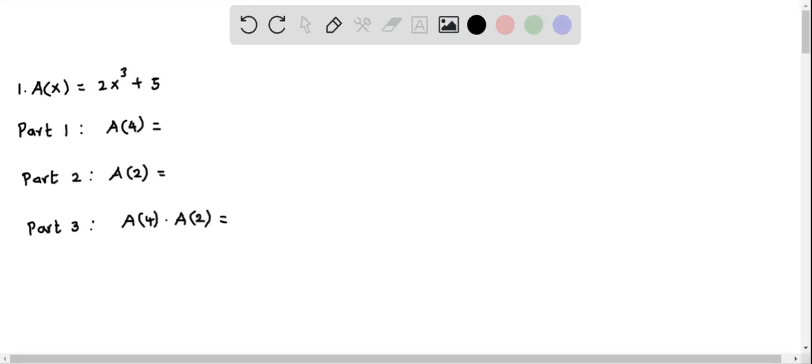Let's answer part 1 of exercise 1. Here we have to determine a of 4. So a of 4 is basically replacing the value of x as 4 into the function a of x. So I'm going to replace x by 4. Therefore this becomes 2 times 4 cube plus 5.